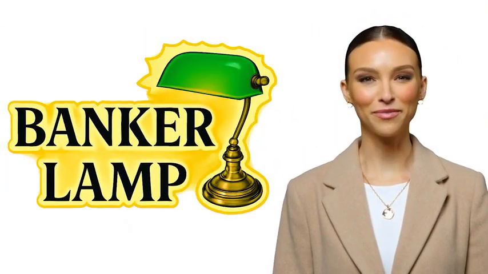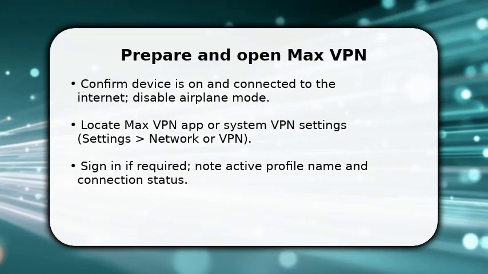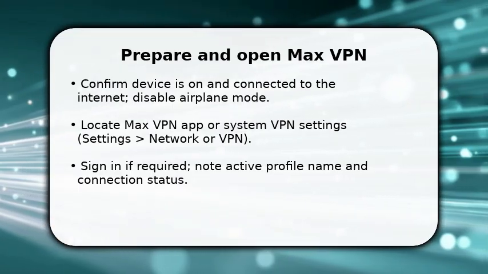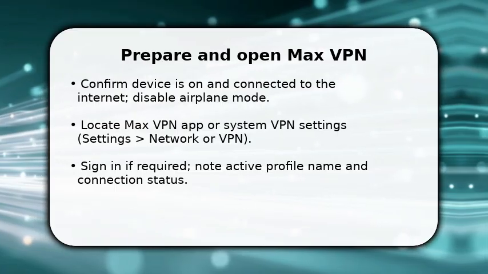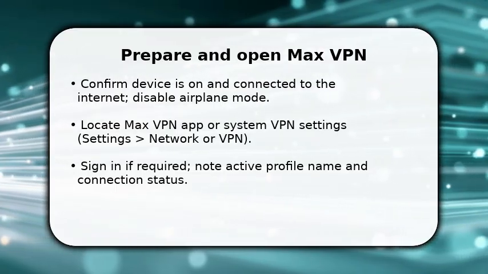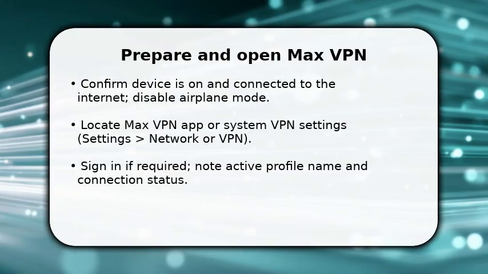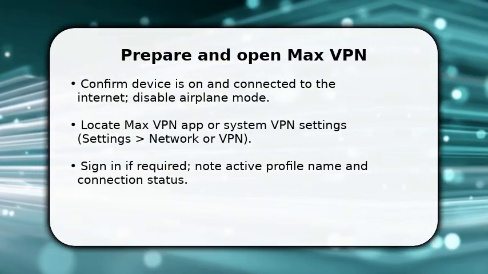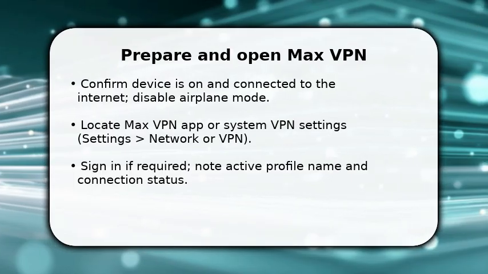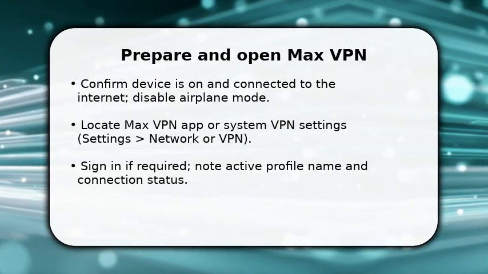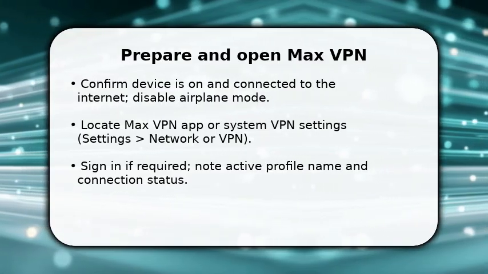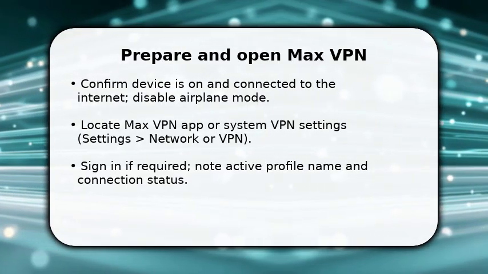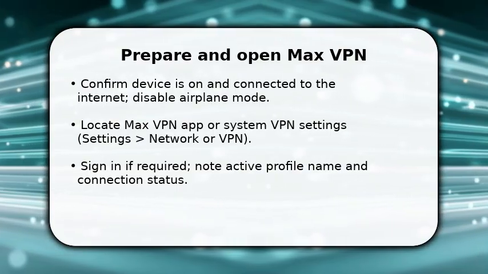Please enjoy the video. You'll start by making sure your device is online and the Max VPN app or profile is accessible. Open Settings and go to Network or launch the Max VPN application. You need to see the active connection. If asked, sign in with your account so the app shows profile details. Once you see the connected profile name and status, pause to confirm which profile is active. That prevents turning off the wrong VPN when you proceed to disconnect it.